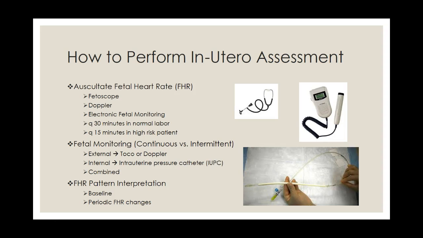We auscultate the fetal heart rate, and that's probably the biggest thing that we do to assess the baby. We can use a fetoscope, which is the picture on the top left. We can use a Doppler, which is the picture on your right. We also use, mostly in the hospital, electronic fetal monitoring. Every 30 minutes in normal labor is how often we want to get a fetal heart rate.